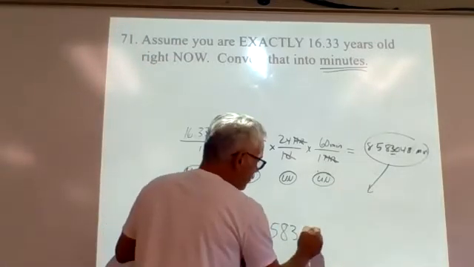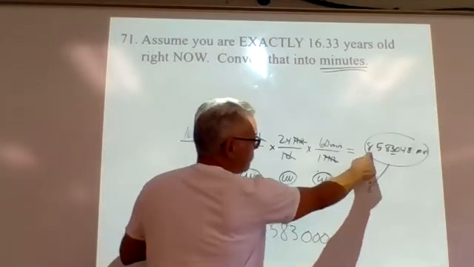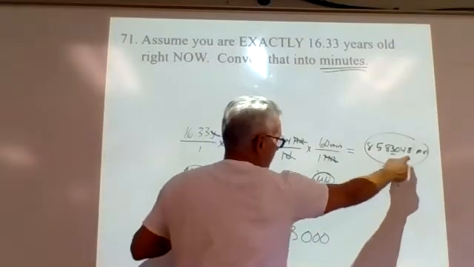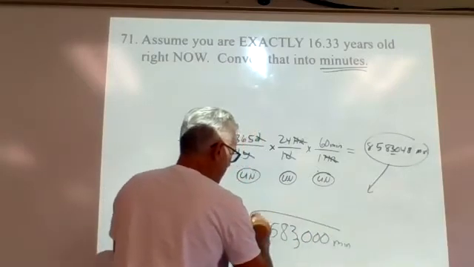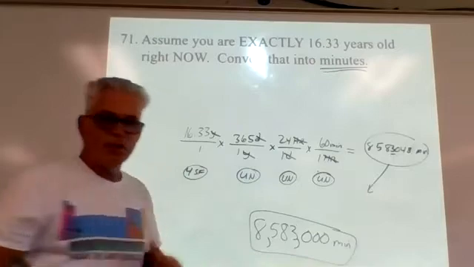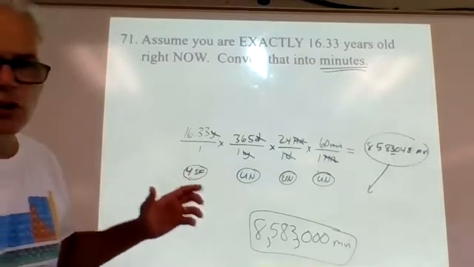And then I need 3 more zeros, though. Right? Because that's 8,583,000. So that's the answer. That's as close as you can get.